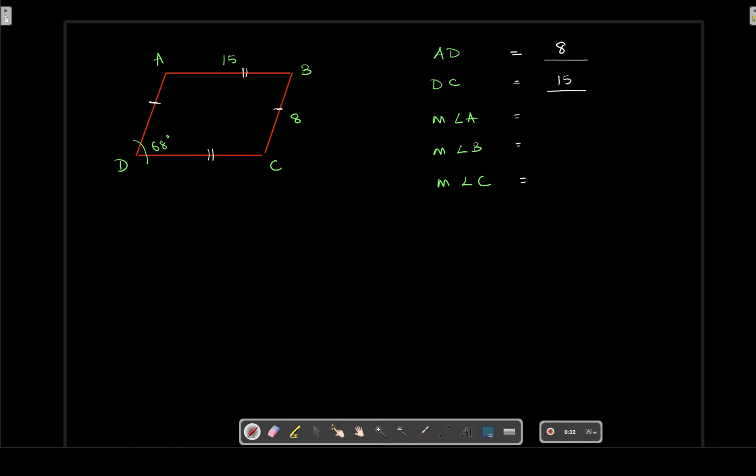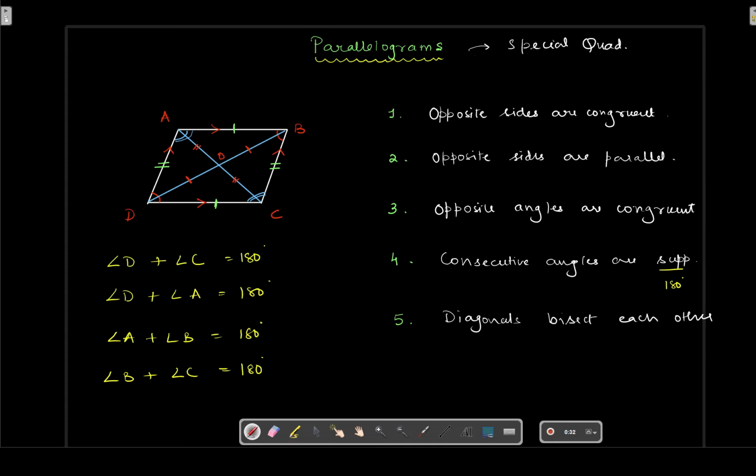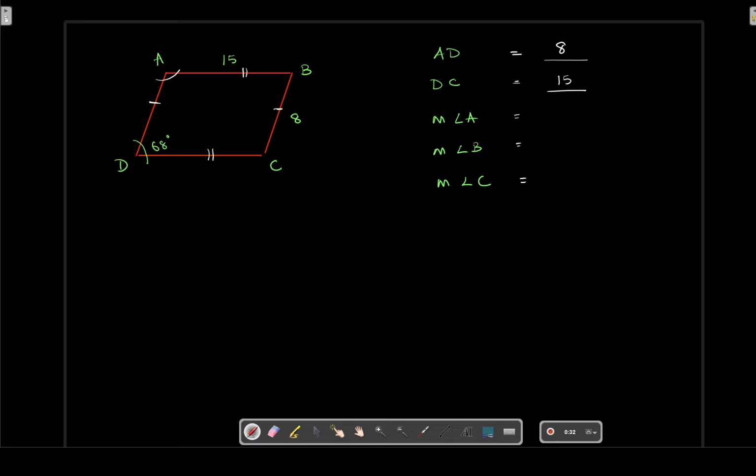Now measure of angle A, so this is angle A. Before finding out angle A, we will find out angle B by using the third property. Third property says that opposite angles are congruent. So angle B is opposite to angle D, and D is 68, so B will also be 68 degrees. And you know, angle A and angle C are opposite, so they will be the same. So if you find out angle A, angle C will also be the same thing.